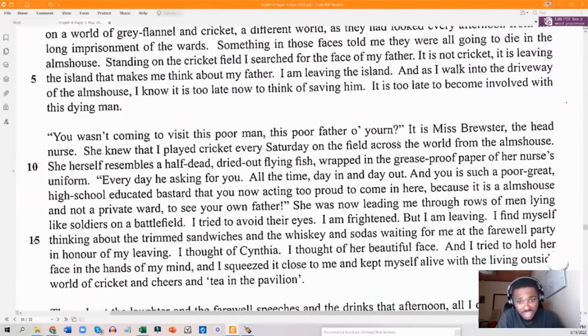You wasn't coming to visit this poor man, this poor father you weren't. It is Miss Brewster. Brewster? It is Miss Brewster, the head nurse. She knew that I played cricket every Saturday on the field across the world from the almshouse.